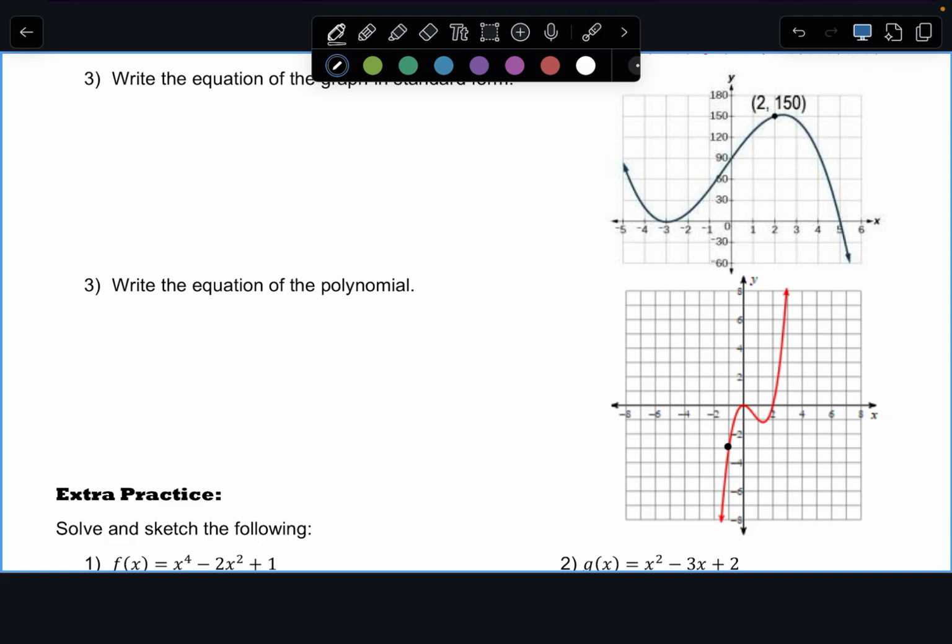When you're trying to figure out if your leading coefficient is a positive or a negative, why are we reading left to right? We always read left to right. No, you're not reading right to left. The leading coefficient determines the right-hand side.